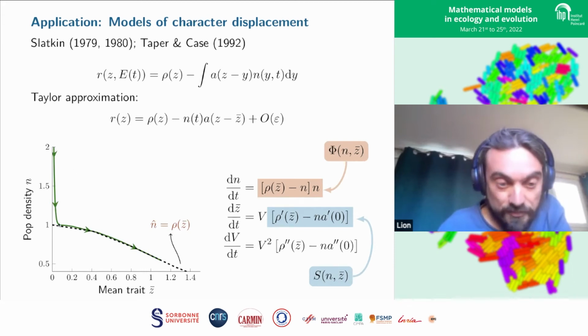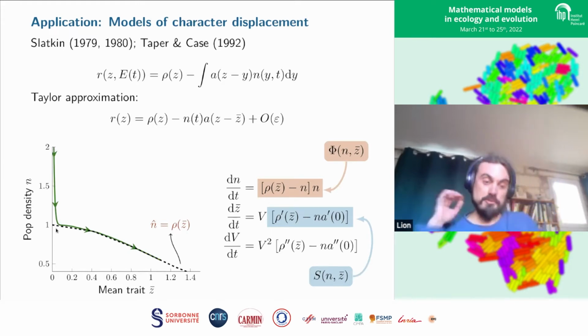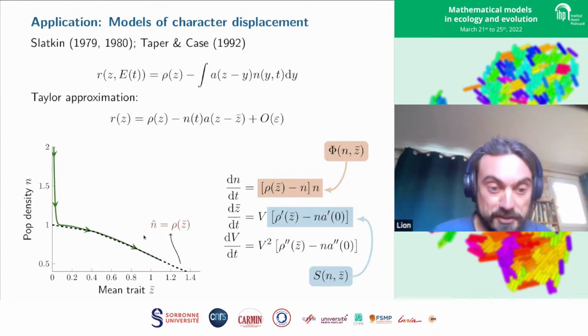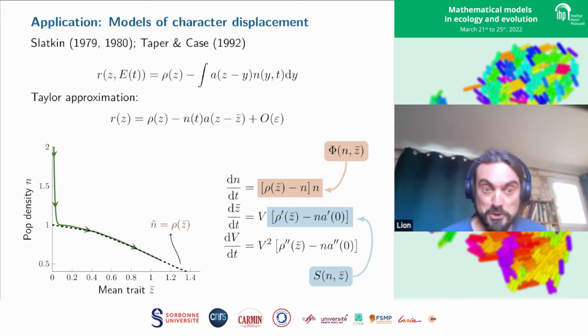This kind of separation of time scales, with first a fast relaxation of the ecological variables and then a slower change in the evolutionary variable, is something we often find in models of ecology, because we often use this kind of weak selection, small variance approximation.